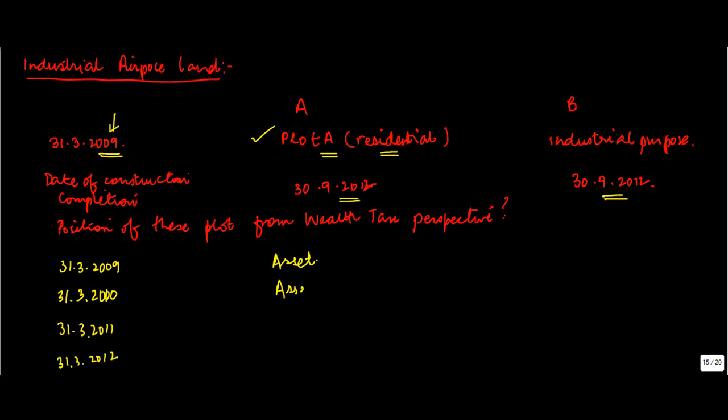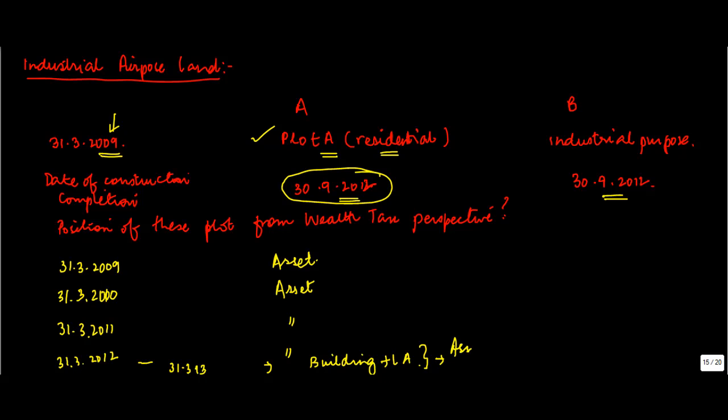Now, even on 31/3/2010, it will fall within the definition of asset. Here also, right? But if you were given that you have to see this on 31/3/2013, here basically there's a building which has been constructed on this particular plot A, right? So the building plus land appurtenant will be an asset. So residential was simple. Let's see industrial.